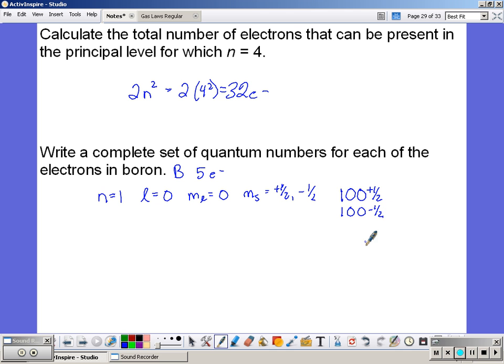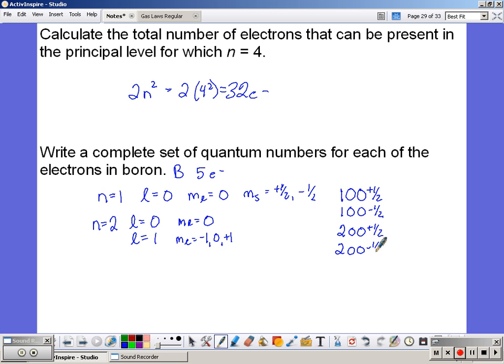So then if n was equal to 2, L could be 0 or 1. So my m sub L would be 0 for L equals 0, and my m sub L would be minus 1, 0, or plus 1 for L equals 1. My m sub s is still plus or minus 1/2. So my third electron would be 2, 0, 0, plus 1/2. My fourth electron would be 2, 0, 0, minus 1/2.